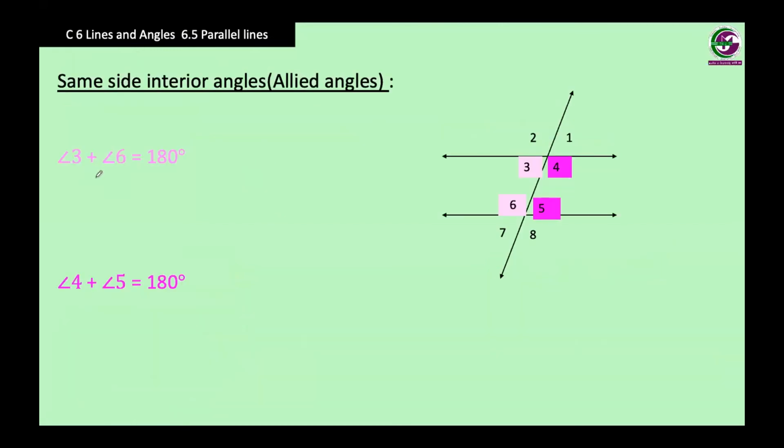So let us see in detail. Here you can see the C shape facing left side or the C shape facing right side. Angle 4 plus 5 is 180 and angle 3 plus 6 is also 180 degree.